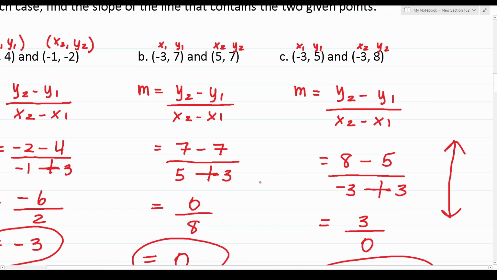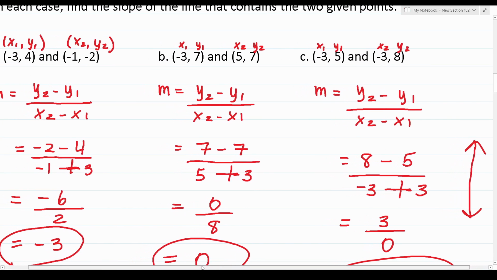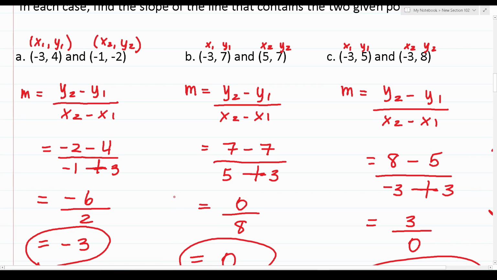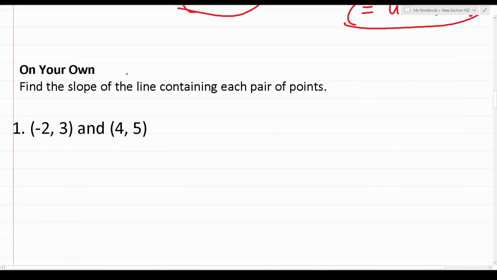All right, so now that I've done those 3 practice problems, let's go ahead and move on to the rest here. Now that I've worked out some examples for you, I strongly encourage you, if you haven't done so already, to work out the rest of these on your own. And as you can see, our instructions are to find the slope of the line containing each pair of points. Number 1 says negative 2, 3, and 4, 5.